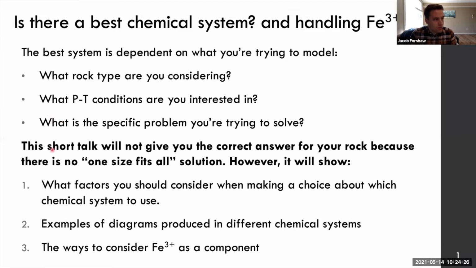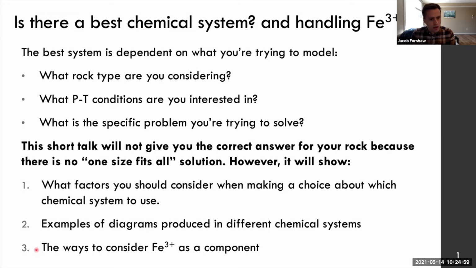And so the disclaimer here is that this short talk is not going to give you the correct answer for your rock or any rock, because there isn't a one-size-fits-all solution. But I hope that it will show you the factors you should consider when you're making a choice about which chemical system you should use. Some example diagrams produced in different chemical systems show you the effect of choosing a different chemical system. And then finally, ways to consider iron 3+ as a component, linked to getting more complex in our chemical system.